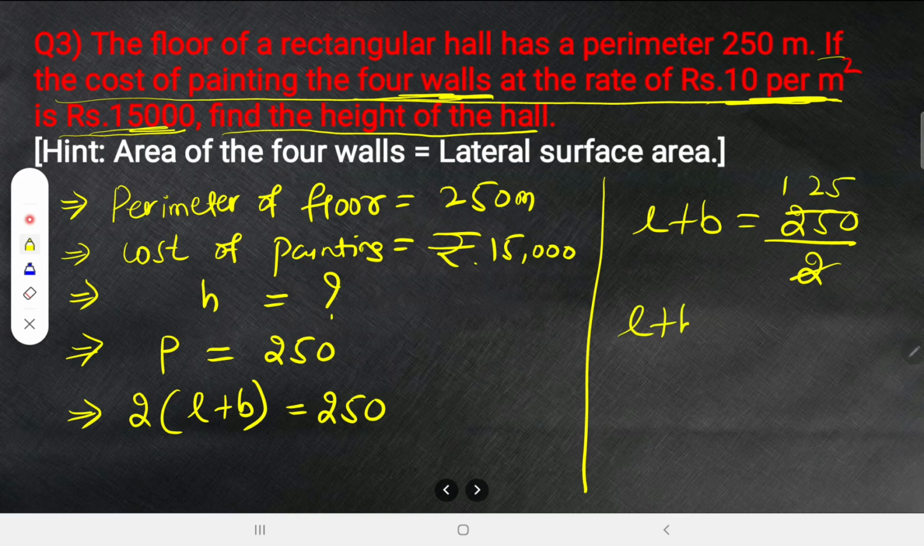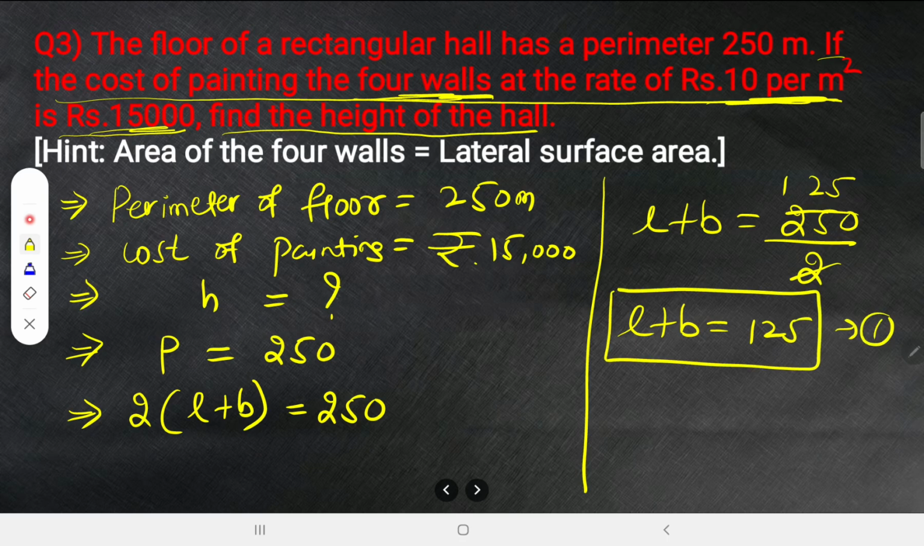So L plus B will be 125. Okay, so let us keep this as equation number 1, which may be of some use in the later stage.